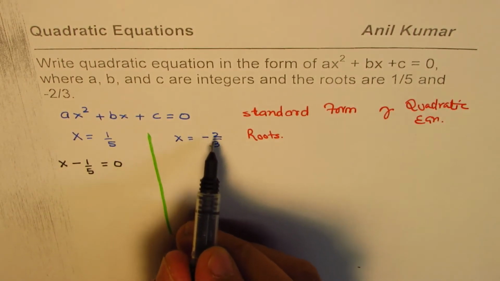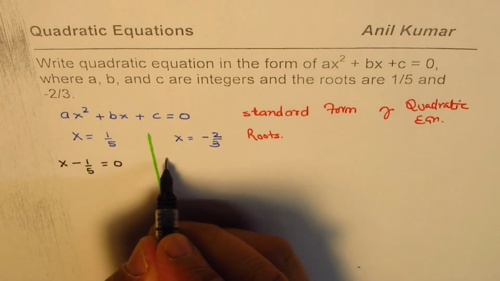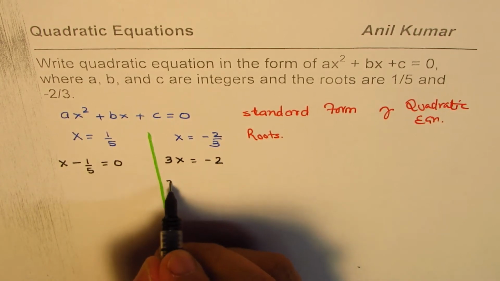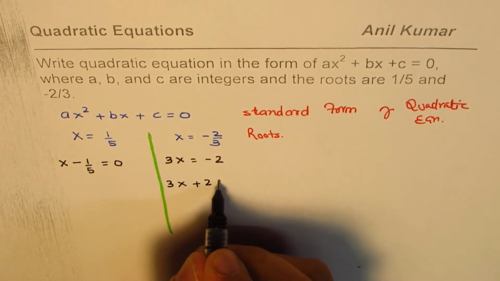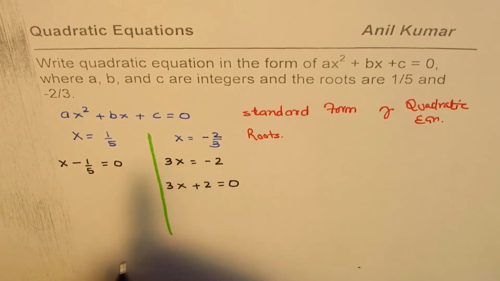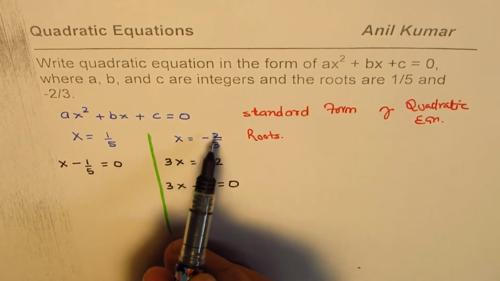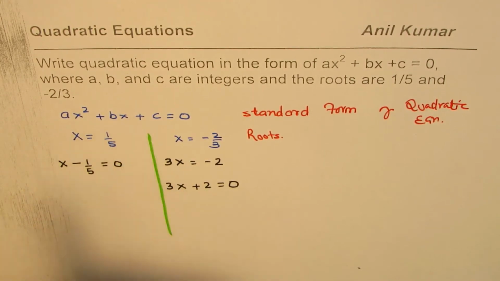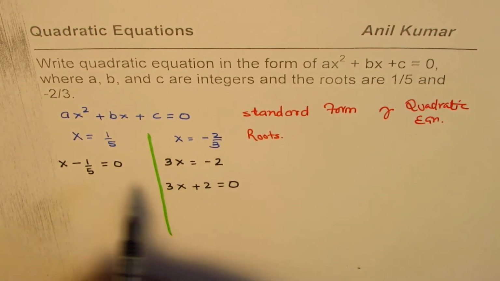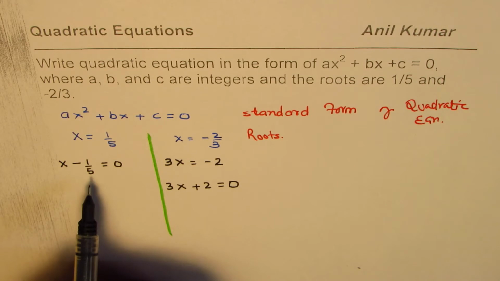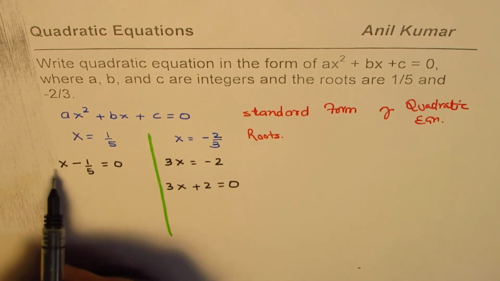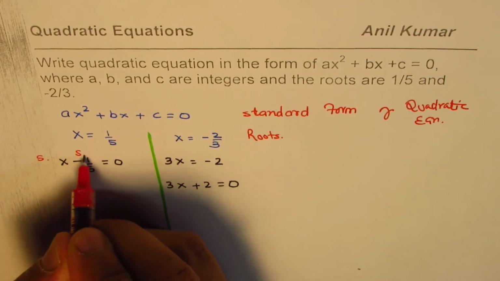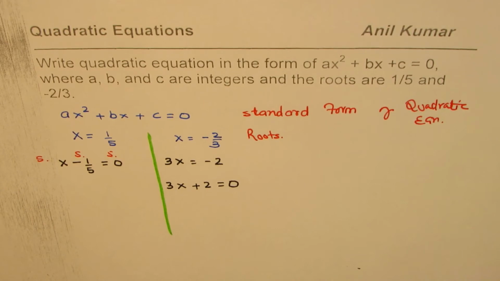If I am given x equals minus 2 over 3, I could cross multiply, write this as 3x equals minus 2, and then rearrange and write this as 3x plus 2 equals 0. Do you get this? So if we have a root at x equals minus 2 over 3, it means 3x plus 2 is a factor of the quadratic equation. Now you could find it in the fraction form also, but it is always better to avoid fractions. So we'll multiply by 5 all the terms, right? So we'll do 5 times this, 5 times the other factor, and 5 times 0, right?